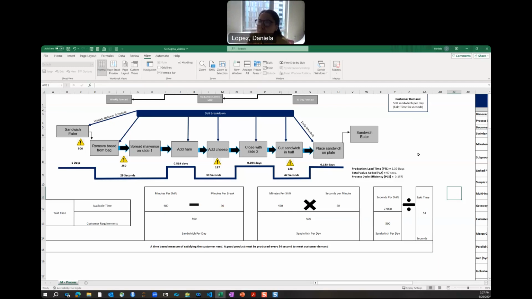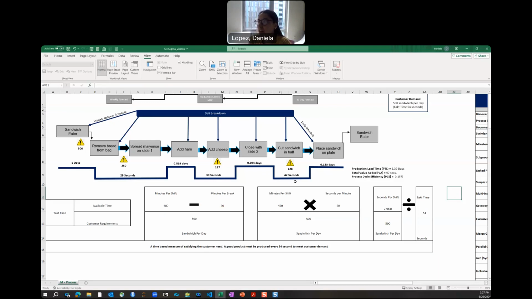What does this really mean? If we're trying to forecast for an entire week, or we're trying to assemble pieces, again, this is a manufacturing process. We know that we're going to have a production lead time of 2 days and 0.39 of a day of actually producing that. Our value-added time is the value that is added into the process. That's going to be 97 seconds, and our process cycle efficiency is going to be 15%.